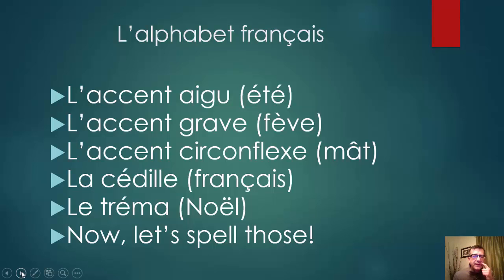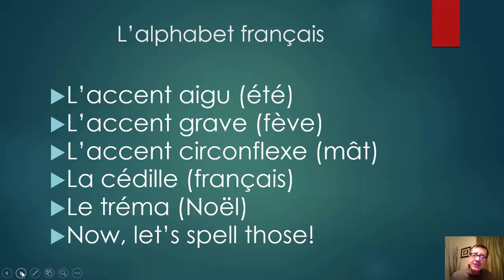Now, you may have noticed that I pronounced the T sound when I said l'accent aigu. Why did I do that? Liaison. I did the linking thing, right? That first word by itself is just l'accent. Next word is aigu. Put them together, l'accent aigu. All right? Careful with liaison.